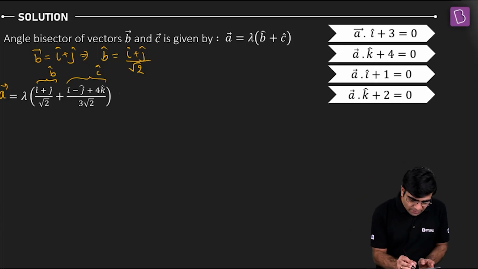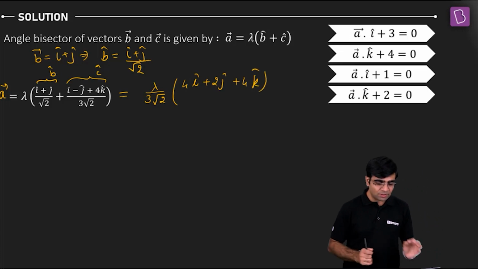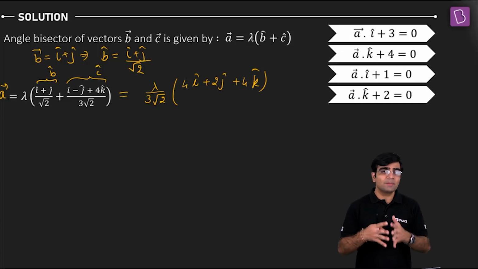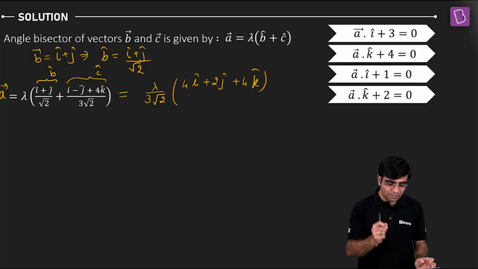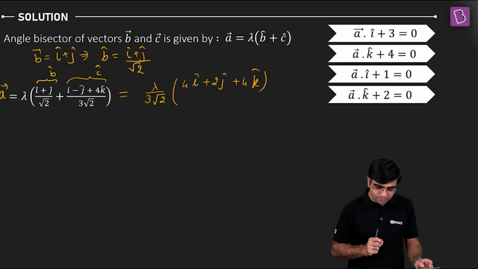Sorted. Let me quickly do some adjustment. After LCM, it is lambda by 3 root 2. After adding, we get 3i plus i, that is 4i. Then 3j minus j, that is plus 2j, and plus 4k. So we get 4i cap plus 2j cap plus 4k cap, multiplied by lambda by 3 root 2. So basically vector A is equal to lambda by 3 root 2 times 4i cap plus 2j cap plus 4k cap.